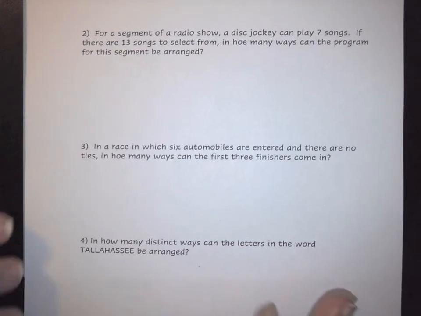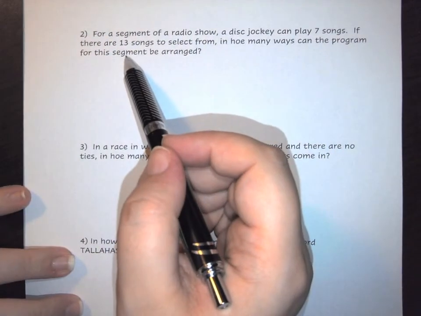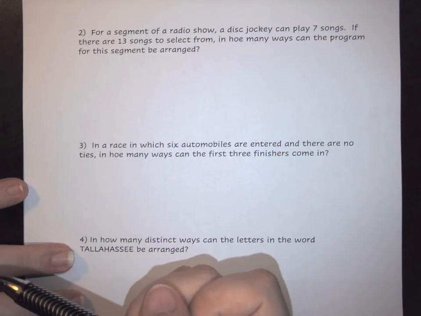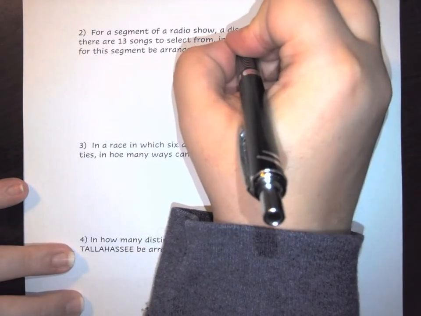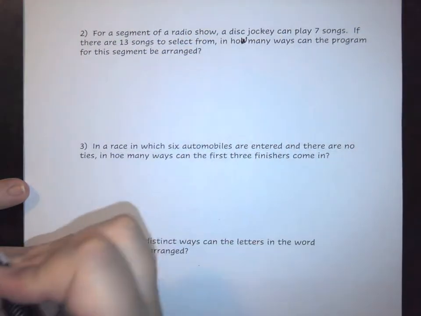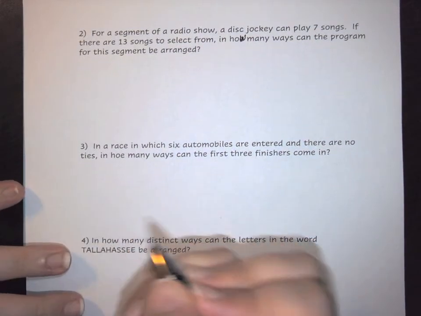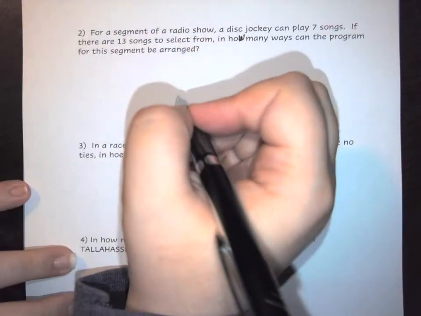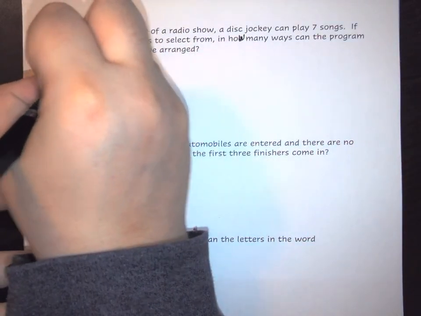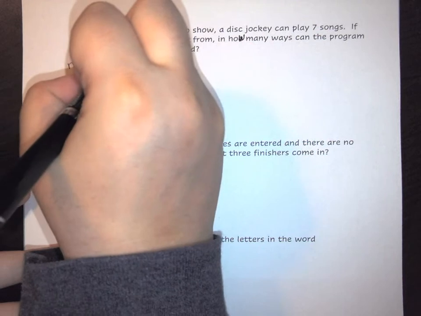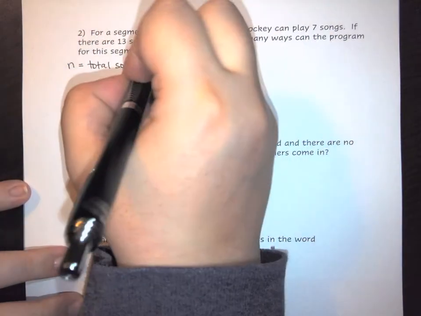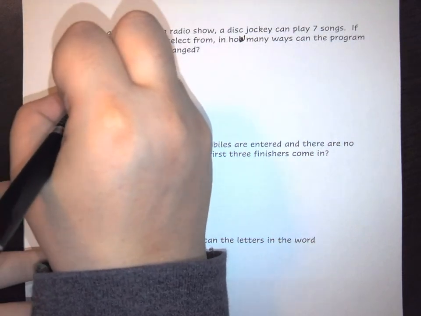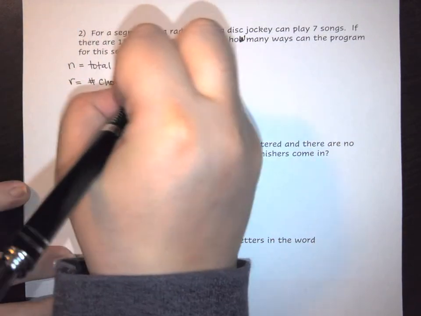Well, let's look at another one. For a segment of a radio show, a disc jockey can play 7 songs. If there are 13 songs to select from, how many ways can he create his program? Okay, so in this case, your n is going to be your total songs, and I have 13 to choose from. My r is going to again be the number chosen, which we're told was 7.